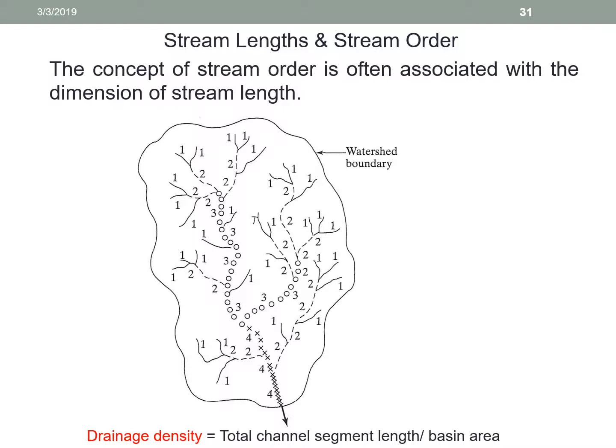And if you have 3 branches, the other 3 branches will become a 4, the number 4. This is how we put drainage density. That's just the definition: total channel segment length per basin area, that is drainage density.